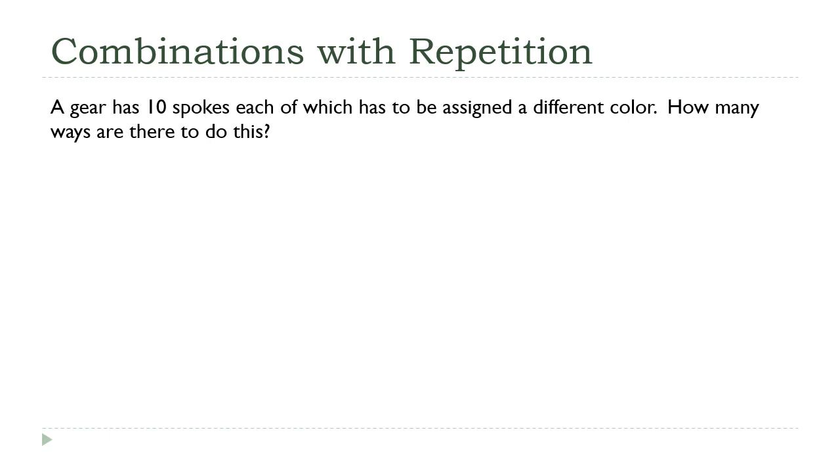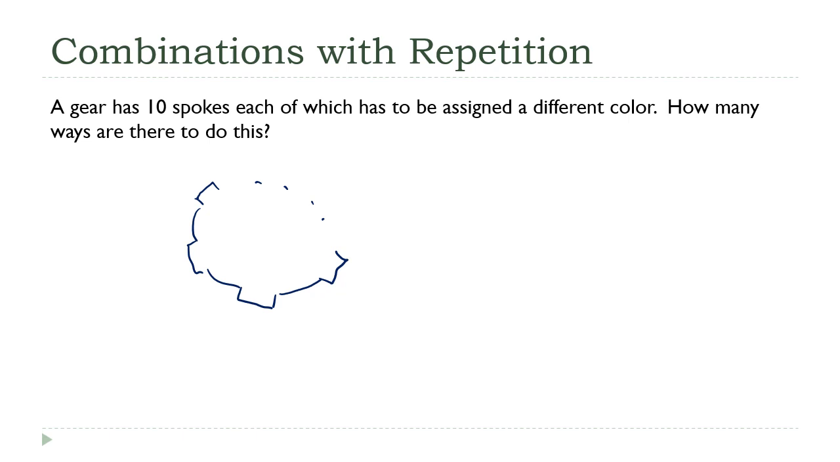We have a gear that has 10 spokes on it, each of which for some reason has to be assigned a different color. And I want to know how many ways there are to do this. Well, gears and things with spokes are round, right? So I have a round object here, and it's got these spokes or cogs or something distinguishable on them, and it goes all the way around here. And there's 10 of them, and I want to know how many different ways can I color these things.